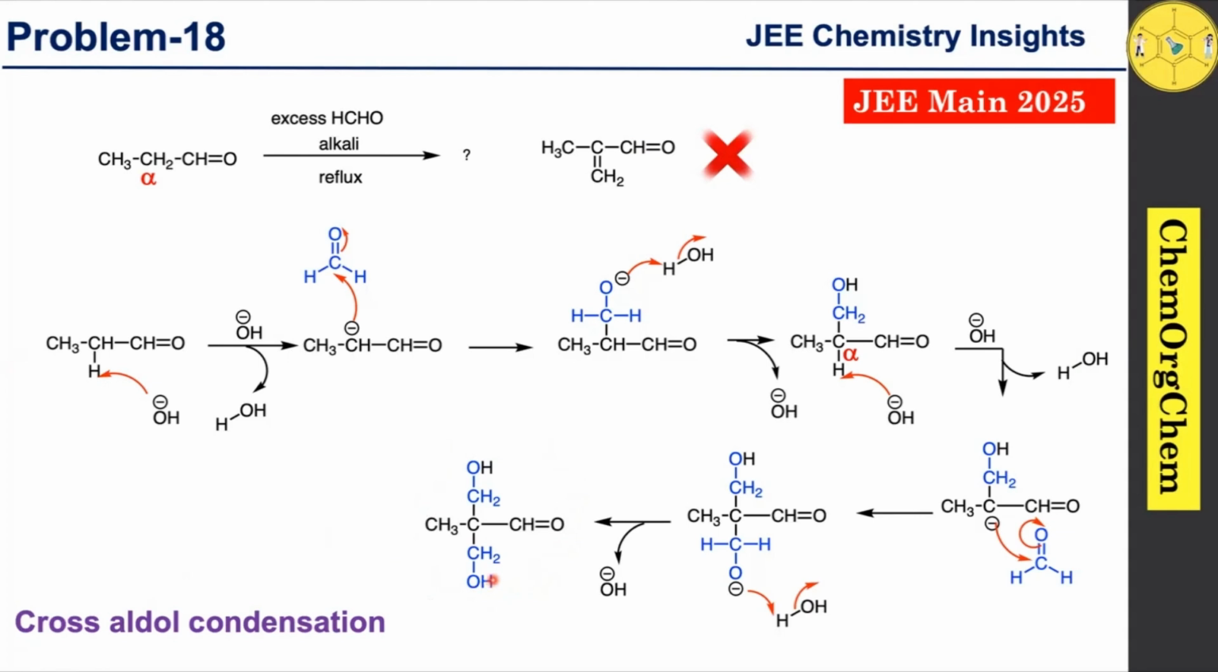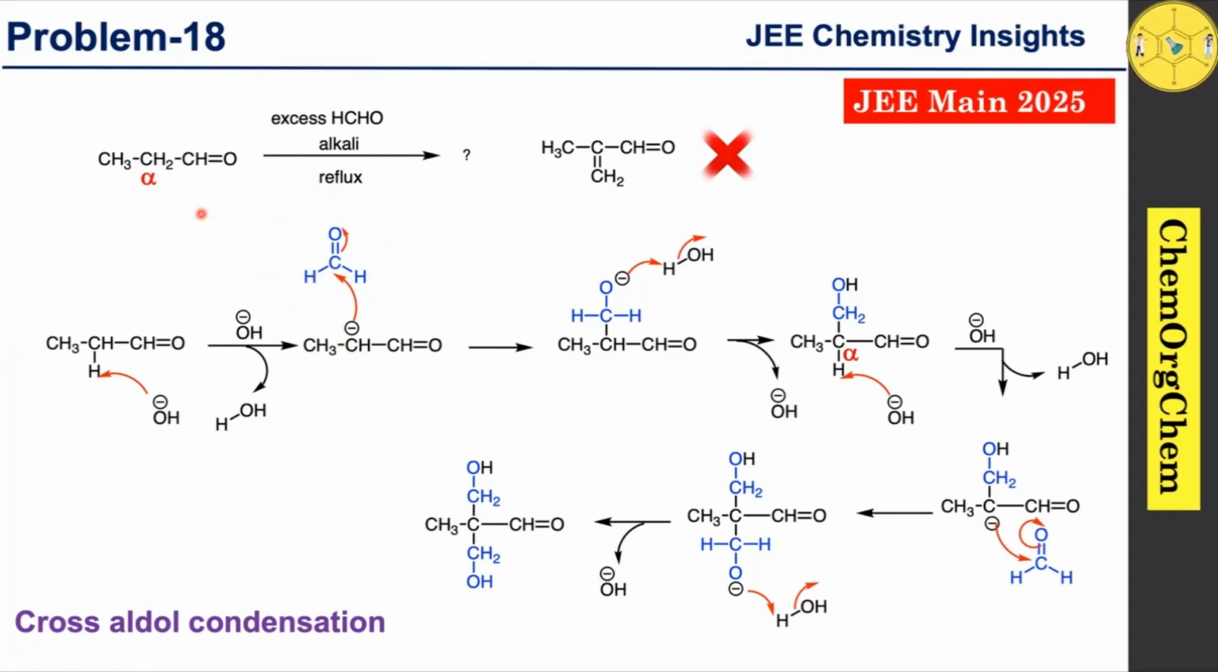Why did this happen here? The reason is formaldehyde, since formaldehyde is one of the most reactive aldehydes compared to propanaldehyde. So in cross-aldol condensation reaction, this carbanion can react with another propanaldehyde.